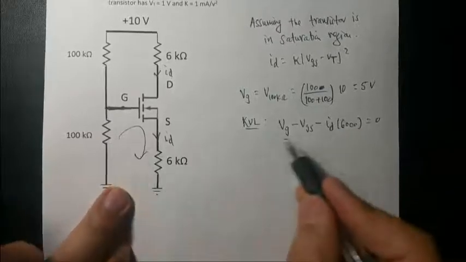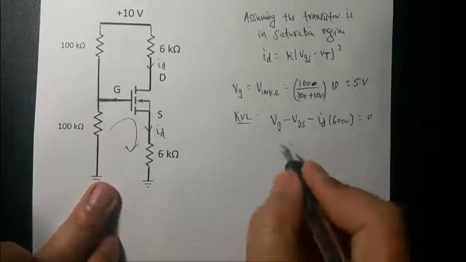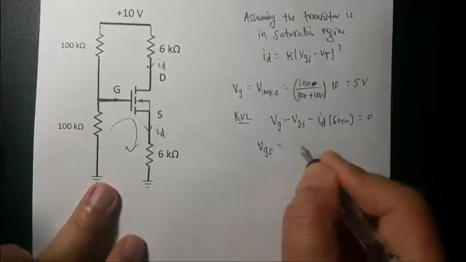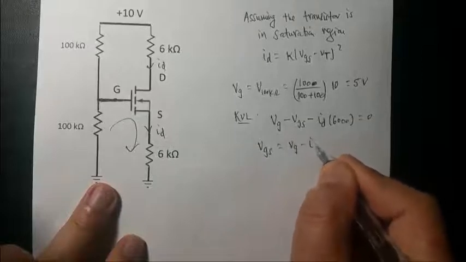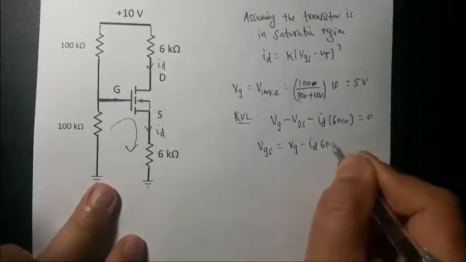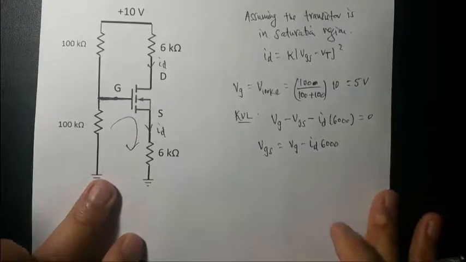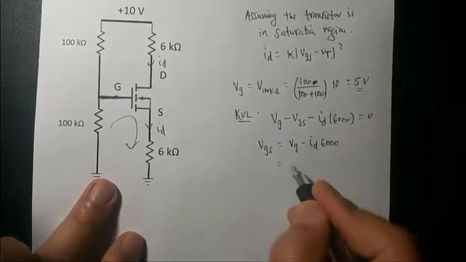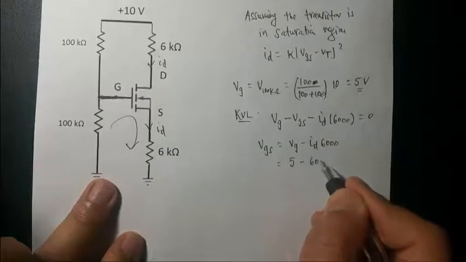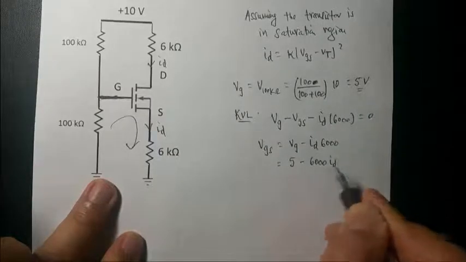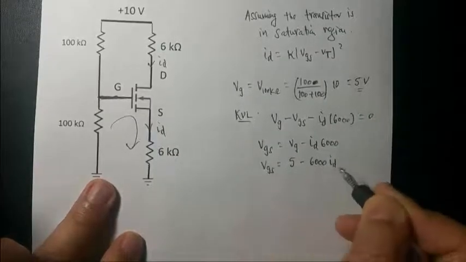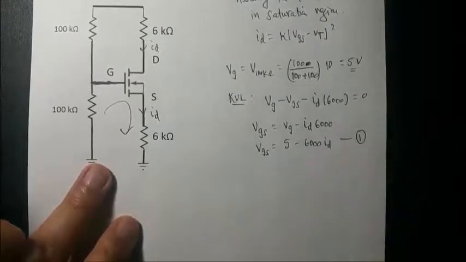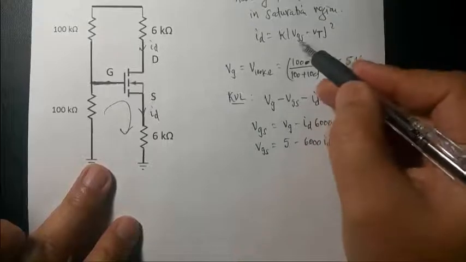I just apply KVL around this loop, and because I'm going to need VGS, VGS is VG minus ID times 6000. And VG from the voltage divider is 5, so VGS is 5 minus 6000 ID. But we don't know ID, so just keep it like that. All right, let's call this equation number 1. Now you have to put this right here.